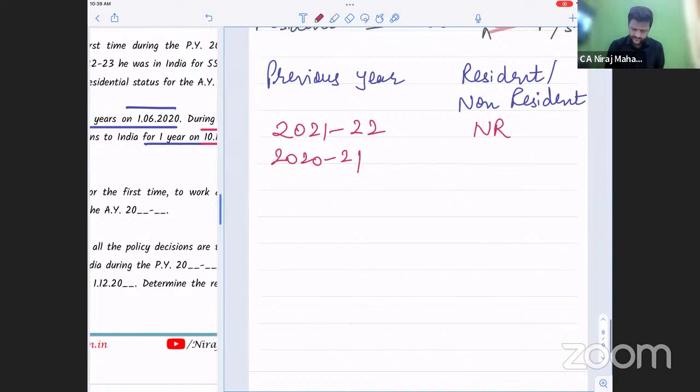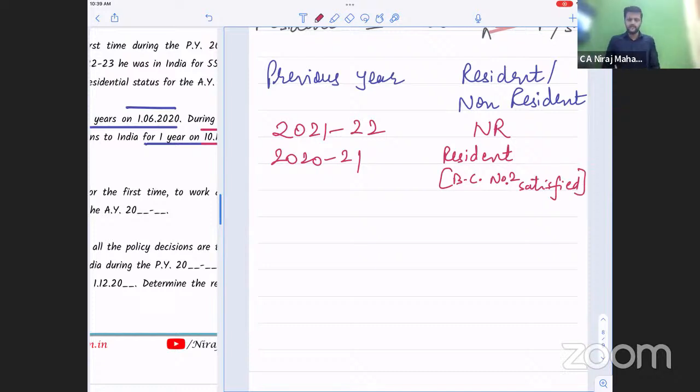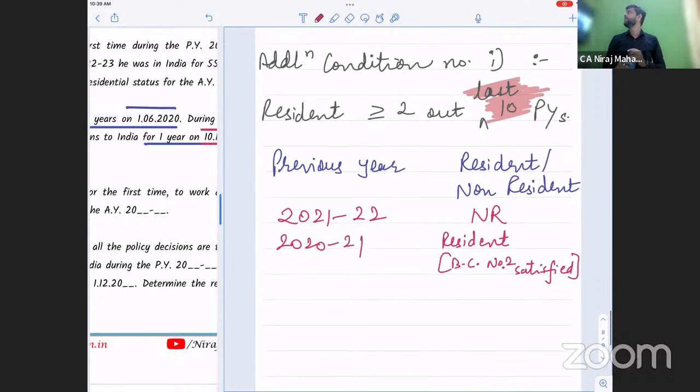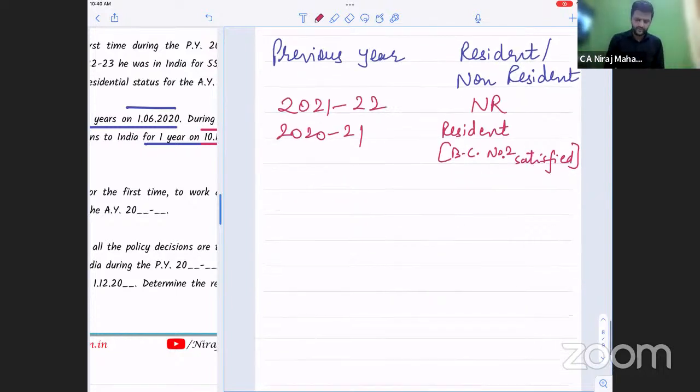So I'm writing that he is resident, and I write the reason only in short: basic condition number 2 is satisfied. Very good. Clear? And what does the law say? At least one basic condition. That is it. For additional condition number 1, what does it say? Resident in at least 2 out of the last 10 years. One year is satisfied, so 1 year is not satisfied. You only have to look at 1 more year, then your answer is done.